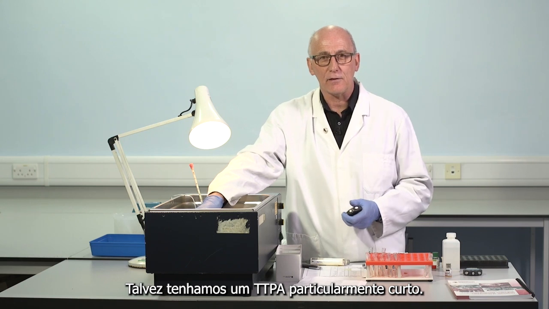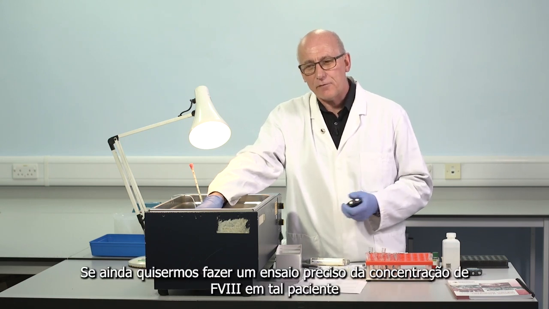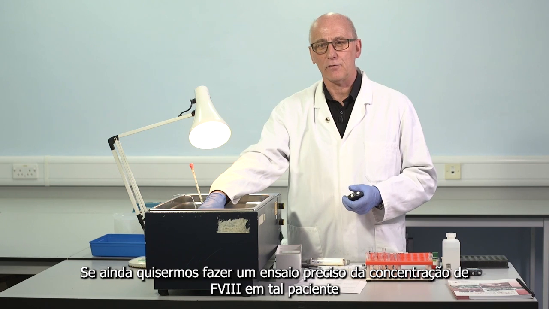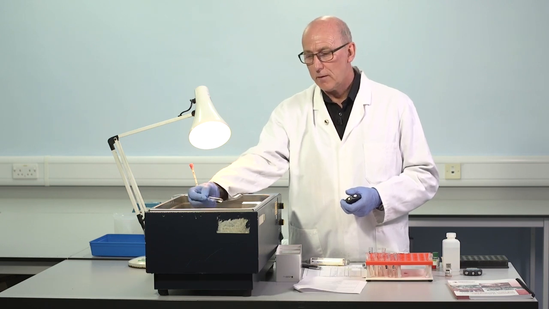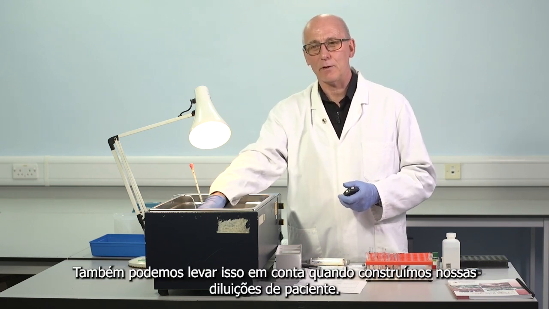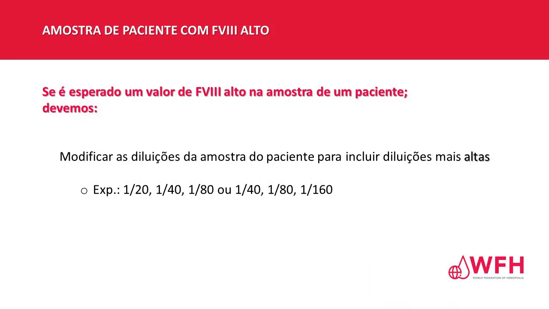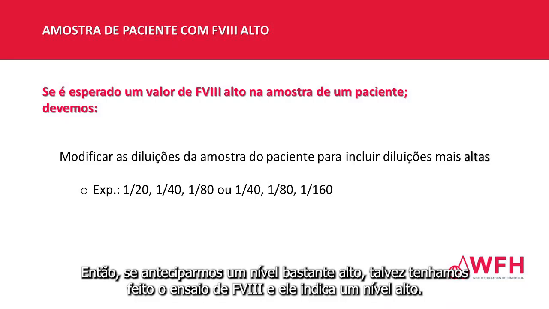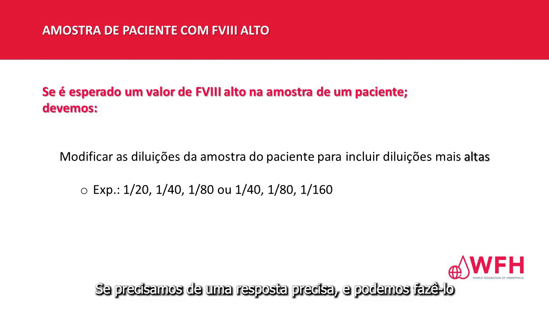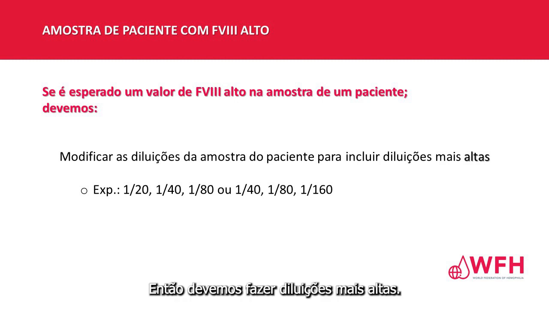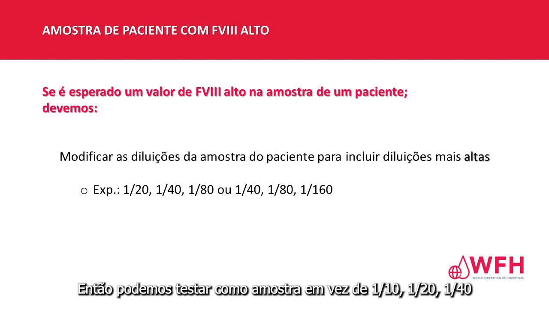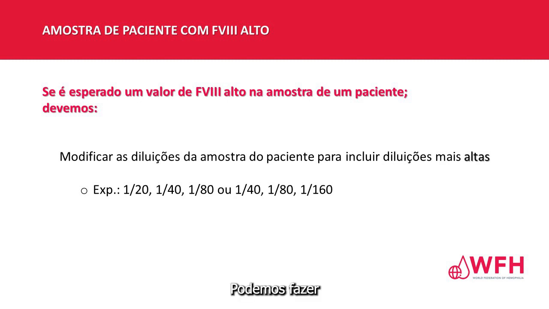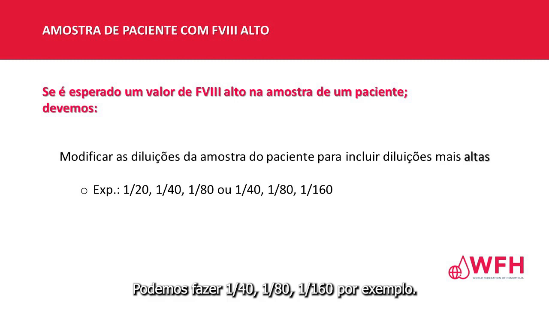Perhaps we've got an APTT that's particularly short. If we do still want to make an accurate factor VIII concentration assay in such a patient, we can also take that into account when we construct our patient dilutions. So if we anticipate a rather high level, or perhaps we've done the factor VIII assay that indicates a high level, if we need an accurate answer, and we may do, then we should make higher dilutions. So we might test such a sample instead of one in 10, 20, 40, we might do one in 20, 40, 80. We might do one in 40, 80, 160, for example.